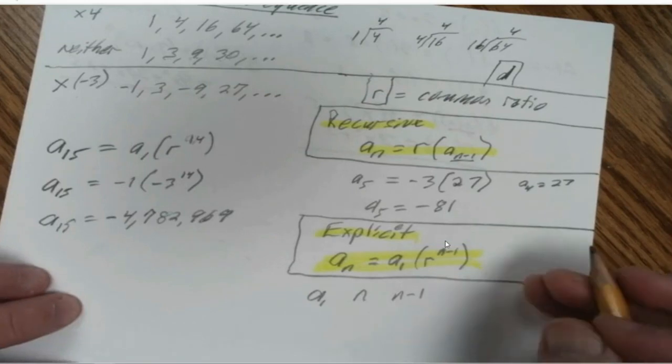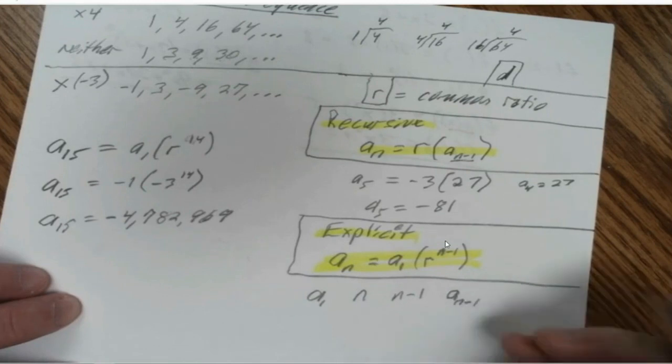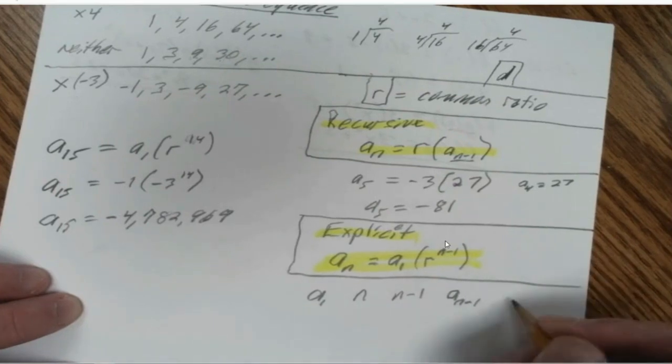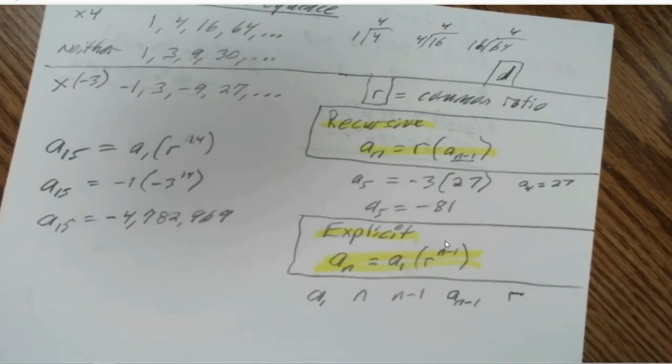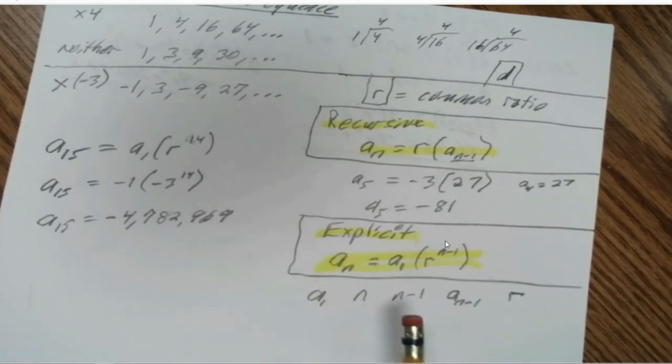And we need to know a sub n minus 1 if you're using this formula, right? We need to know what the term before the term we're looking for is. And we need to know r. So those are the possible things that you would need to know to find a sub n in either formula: a1, n minus 1, a sub n minus 1, and r. So it really all boils down to r and n and a1 because these are calculated. So if we know that, we can make a lot of progress with that.